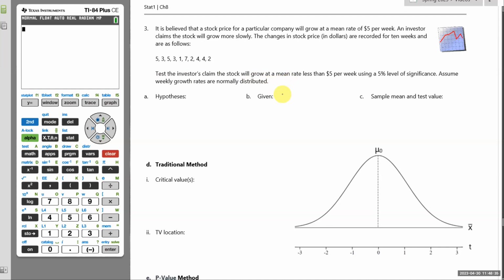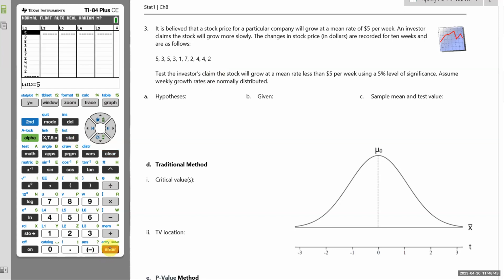All right, so the first step, if you're given the data, is to enter it in your calculator. And I've taken care of that already. So if you wanted to pause and enter that data, you're going to enter your data, and you can just use L1. So you'll enter the data. And then when we run our tests, we'll be ready to go.